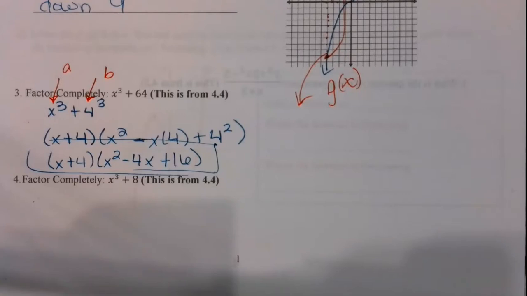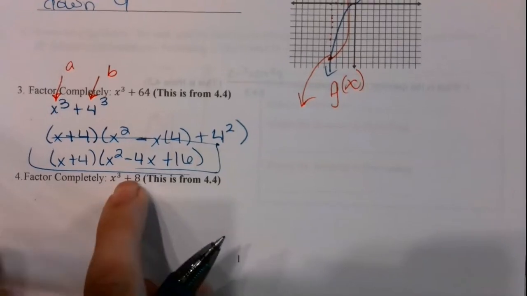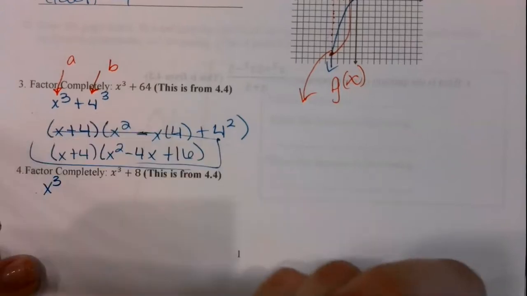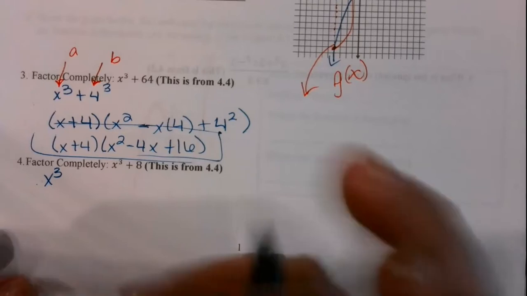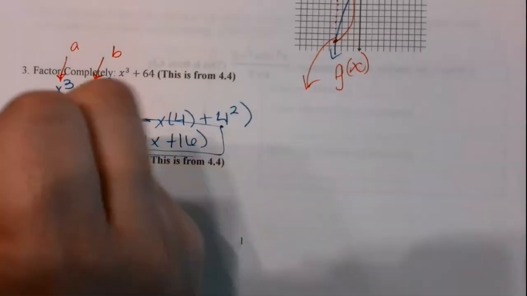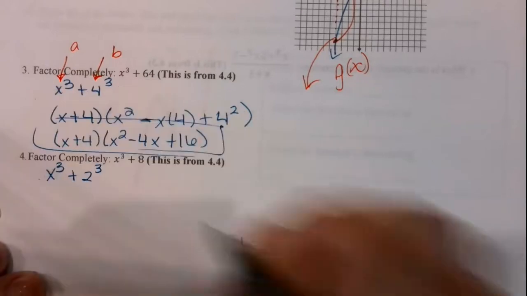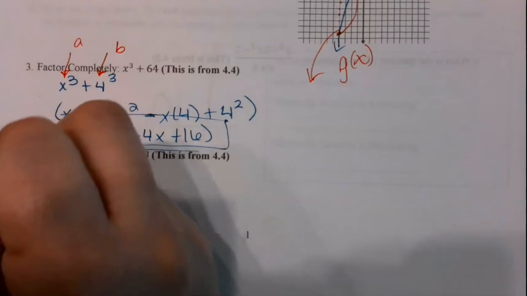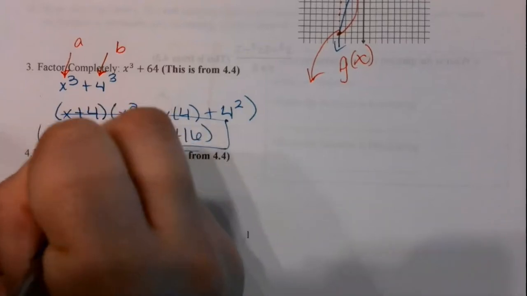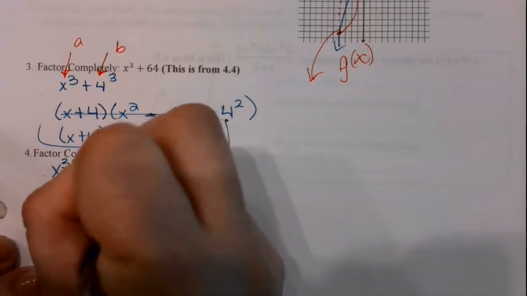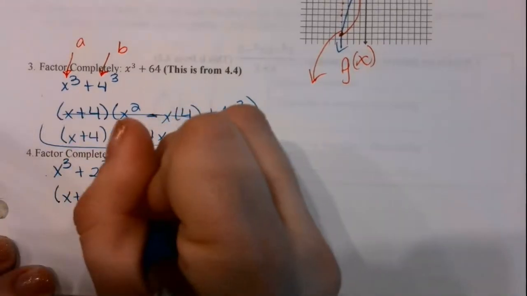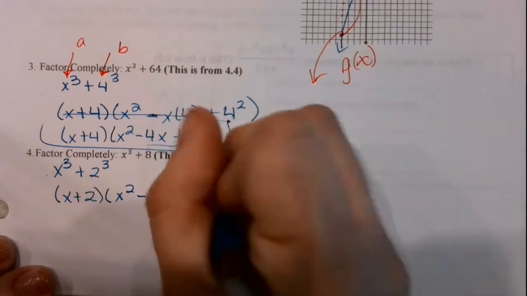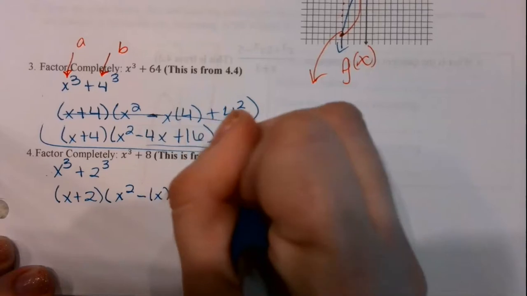I'm going to do the same thing on number 4. This one has a plus, so I'm going to use the sum of cubes because the exponent on the x is a cube. Then I want to find the cube root of 8. I know this one is 2. I could check on the calculator if I didn't. X is my A, 2 is my B. I'm plugging into the same formula as above, so it's going to be x plus 2 times x squared, then A times B, so that's x times 2, and then plus b squared, which is 2 squared.